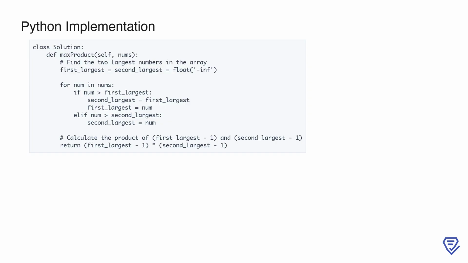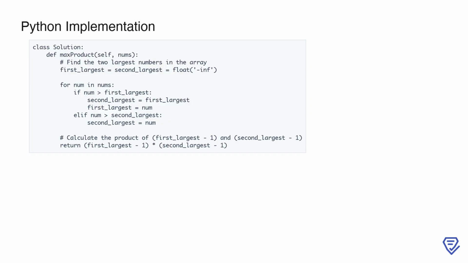Explanation of the code. 1. Initialization. The variables first_largest and second_largest are initialized to negative infinity, float('-inf'), to ensure that any number in the array will be larger during comparison. 2. Finding the two largest numbers. The loop iterates through each number in the input array nums.